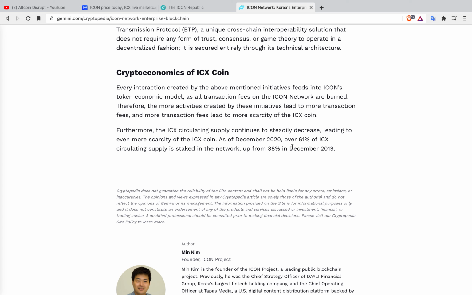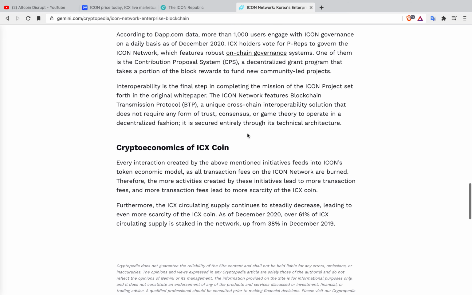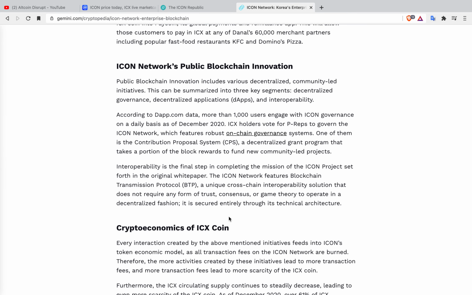So let's continue. Now, the ICX circulating supply continues to steadily decrease, leading to even more scarcity of the ICX coin, as I was saying. So as of December 2020, over 61% of the ICX circulating supply is staked in the network. 61%. That's beyond me, to be honest. That's a crazy stat. So up from 38% in December 2019. So they've always strived to have a lot of their coins in staking. So obviously you guys now know you can actually stake this token. But again, I'm not giving you any financial advice.